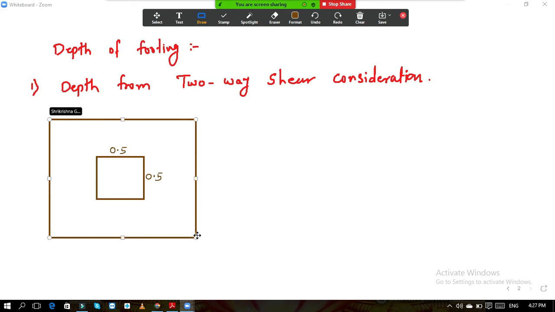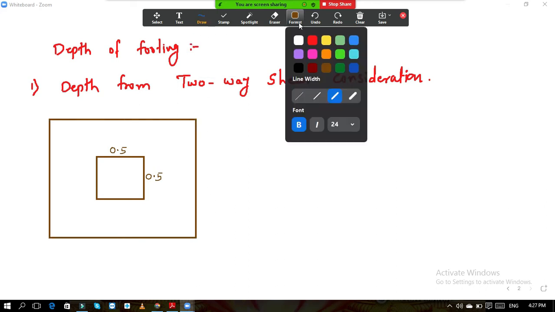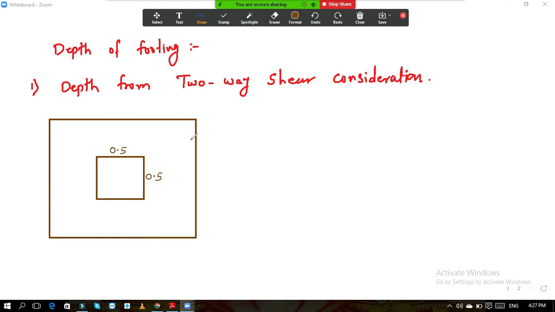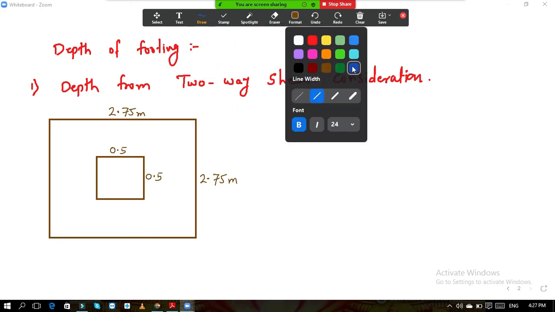So this is the footing. And what are the dimensions of the footing? We have already calculated. This side is 2.75 meter and this side is also 2.75 meter. These are the dimensions of the footing. Now if you see, we are looking for the two-way shear criteria, two-way shear. Okay, so that is the punching shear.